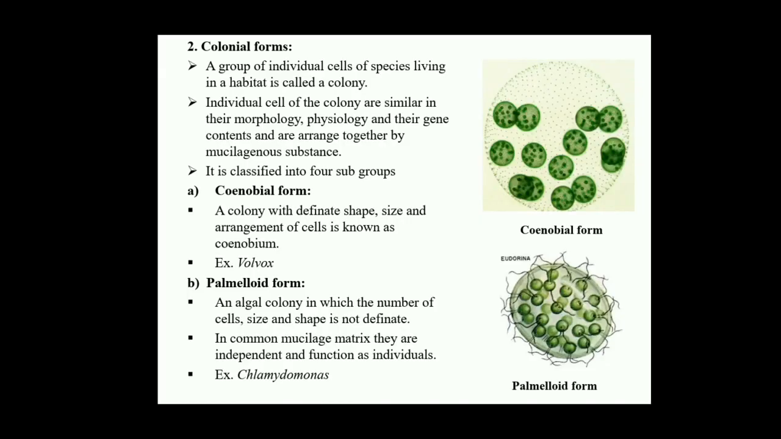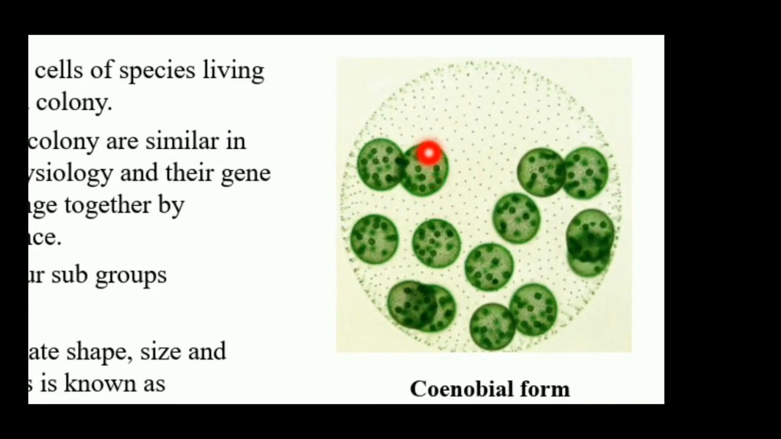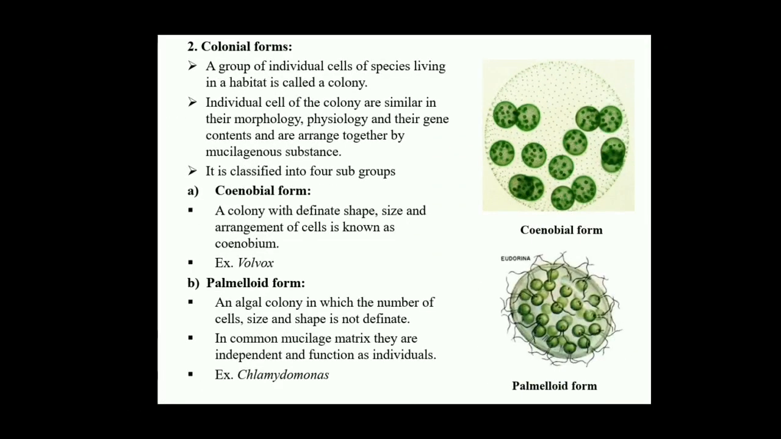A colony with definite shape, size and arrangement of cells is known as coenobium. As you can observe, a colony has a definite shape and size. This is a single colony, and all these colonies have a particular shape, and the cells of the colony have particular functions. They are morphologically similar, physiologically similar, and the gene content of these cells is similar. This arrangement is known as coenobium. All these cells are together by mucilaginous substance. The example is Volvox.